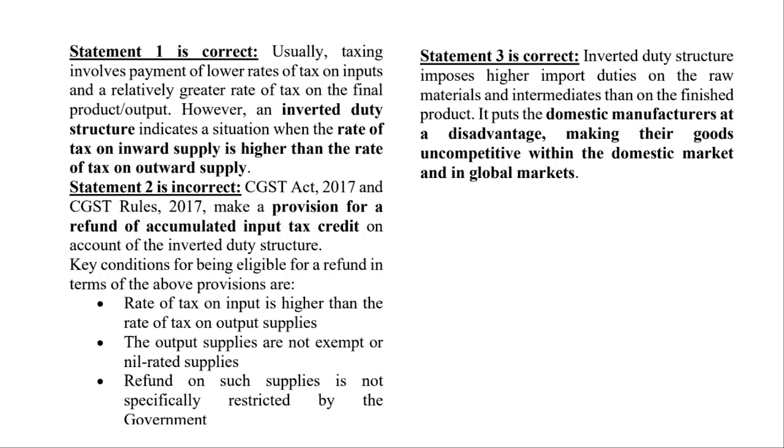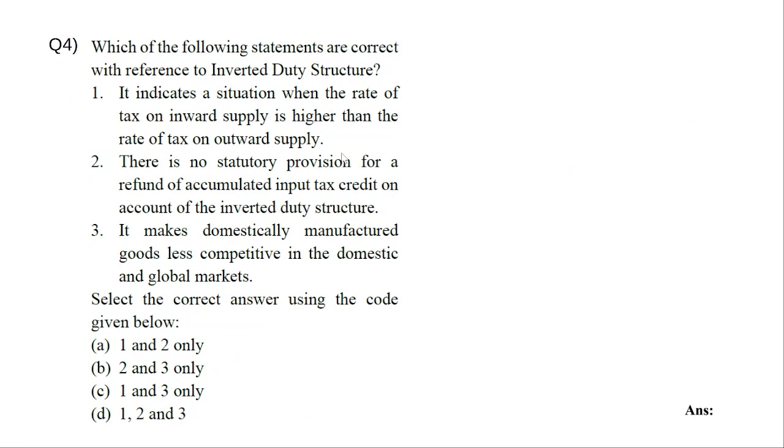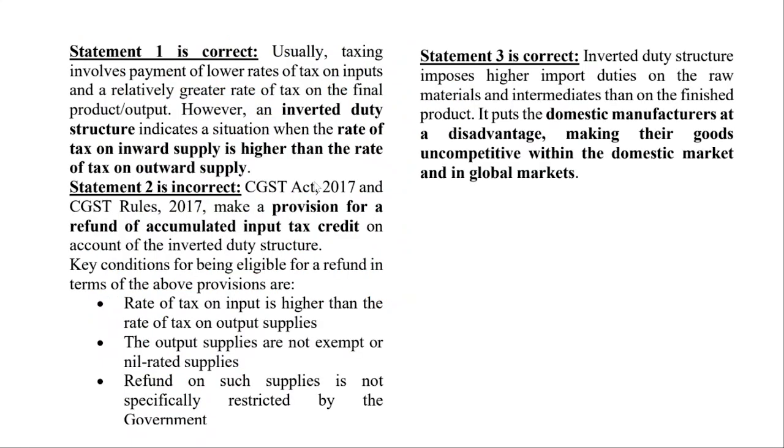Okay, so that is the definition of the inverted duty structure. That is one of its features. Now, the second statement says that there is no statutory provision for a refund of accumulated input tax credit on account of the inverted duty structure. This ITC is frequently in use, right? Especially after GST, input tax credit. There was a big scam also.